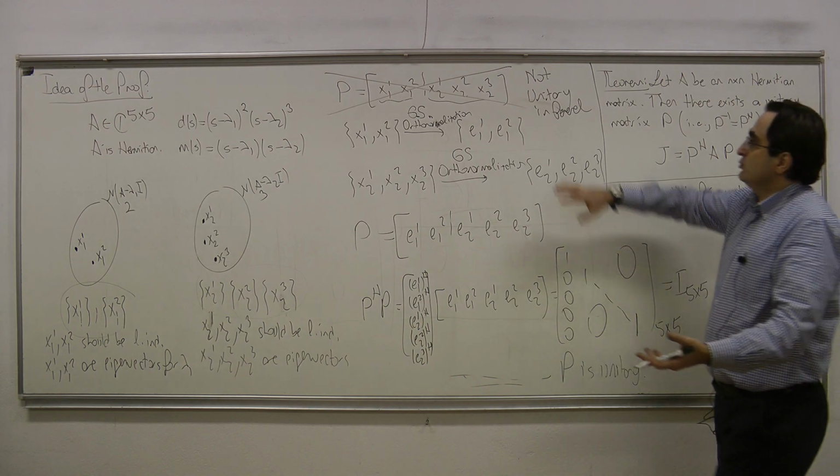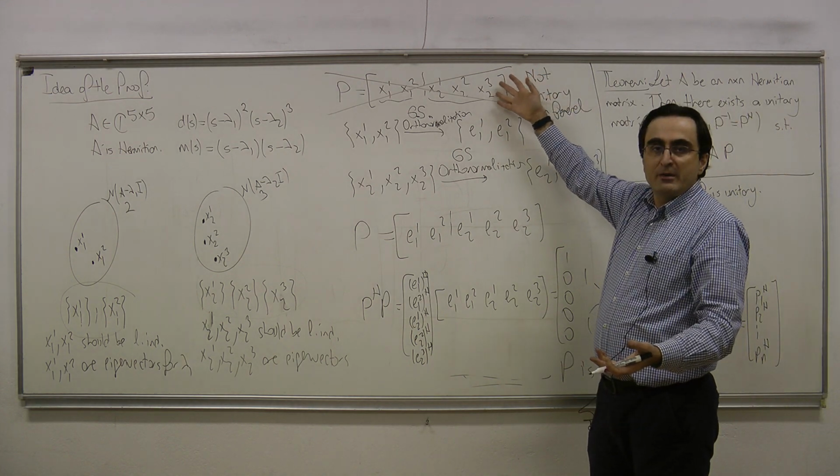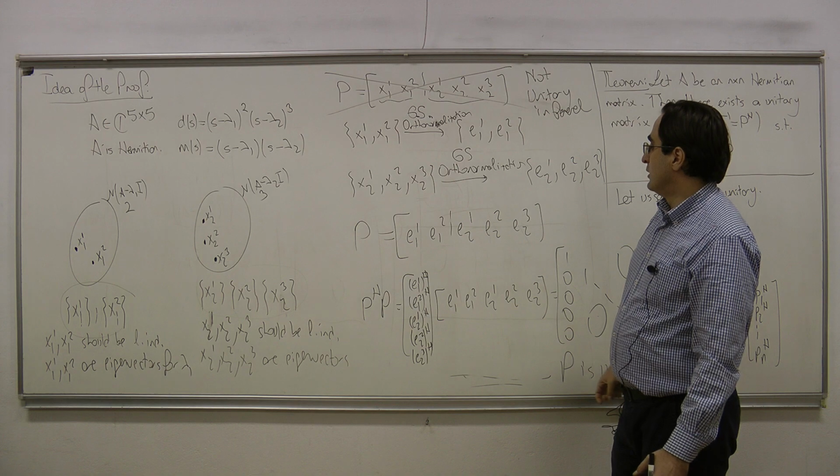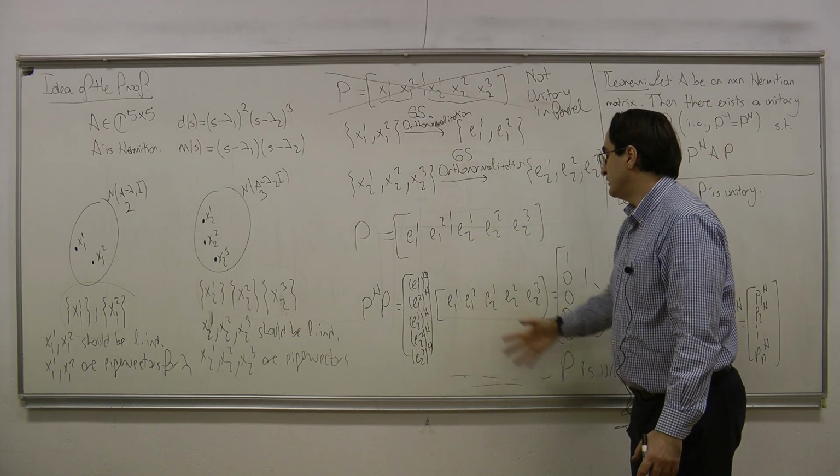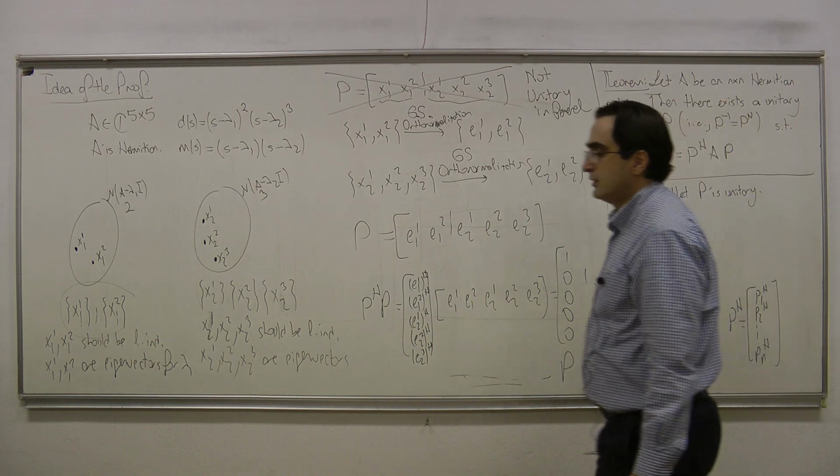So there can be non-unitary P matrices that you can find, of course. But here, the fact that you can always convert that matrix into a unitary matrix proves the theorem.